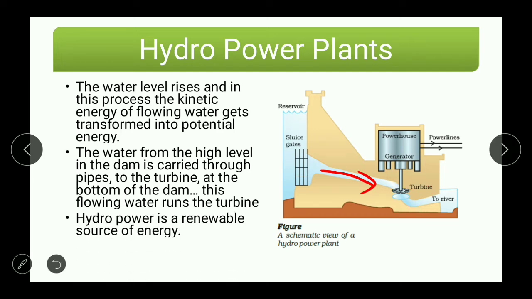Hydropower is a renewable resource of energy. So we don't have to worry like fossil fuels, because fossil fuels are not renewable. They are going to exhaust in coming period of time. But hydropower is not like that. It is a renewable source of energy.